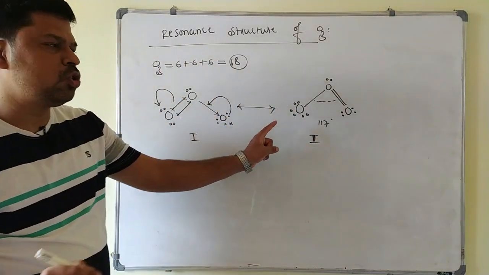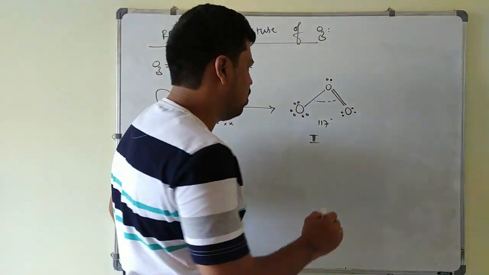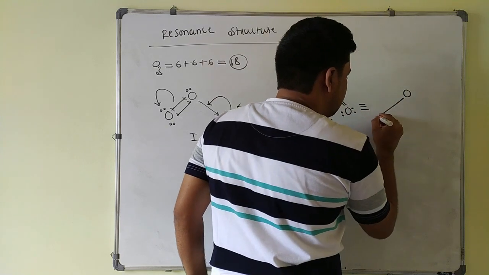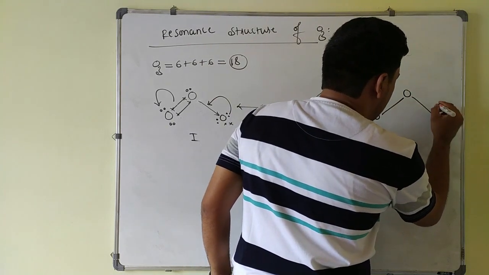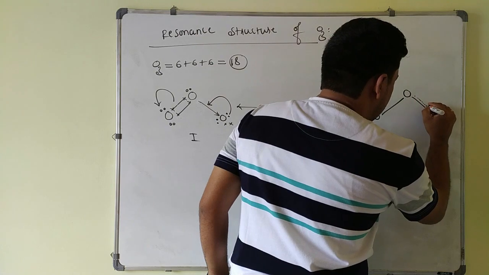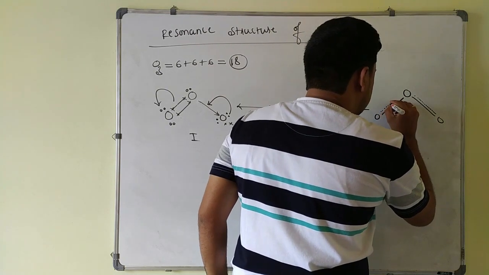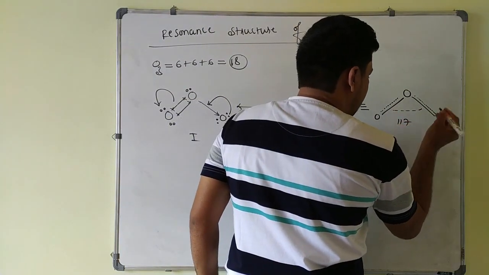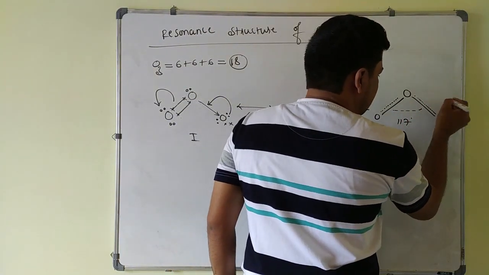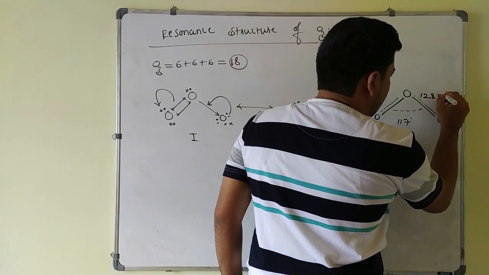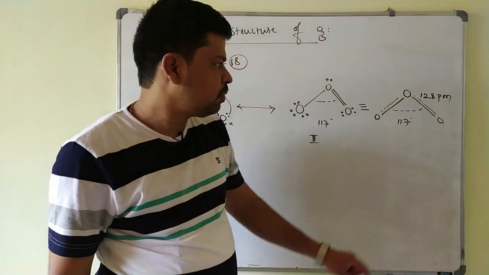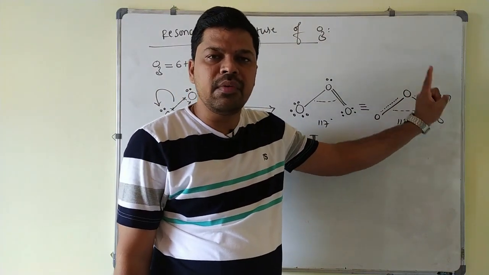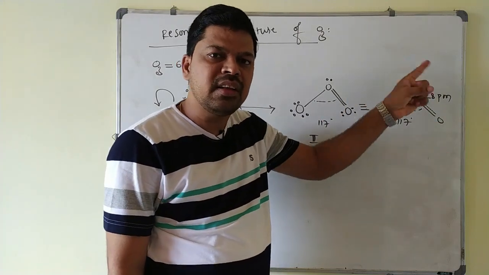The actual structure of the ozone molecule is a resonance hybrid of these two structures, which can be written equivalently like this, with partial double bond character here and also here, because it is the resonance hybrid of ozone. The bond angle is 117 degrees, and the bond length is 128 picometer. In ozone, the oxygen bond length is 128 picometer, which is in between the oxygen single bond length and the double bond length.